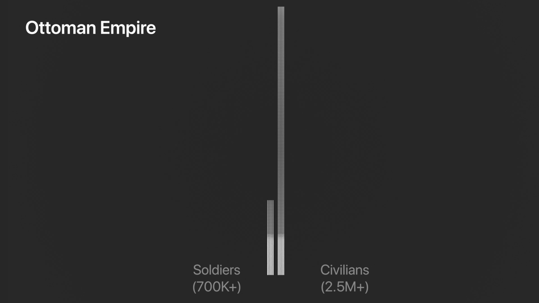The worst suffering nation on the Central Power side occurred inside the Ottoman Empire. 2.5 million civilians died, mainly from fighting, massacres, poverty, and disease. A further 700,000 soldiers passed from the war, totaling 15% of their population passing away.